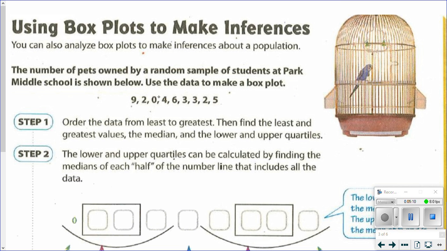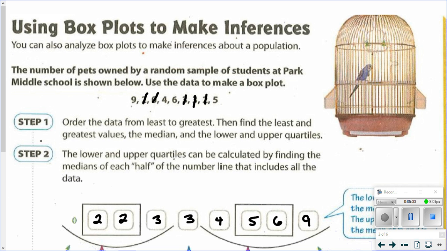So the first number is 0, and then I have 2 2s. I'm crossing these off to make sure that I get all the numbers. And then I have 2 3s. And then I have 4, and then 5, and then 6, and then 9.